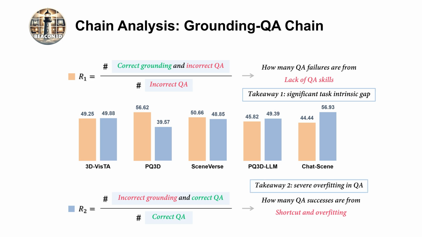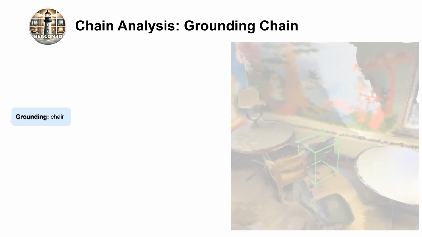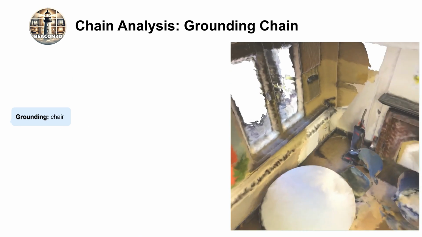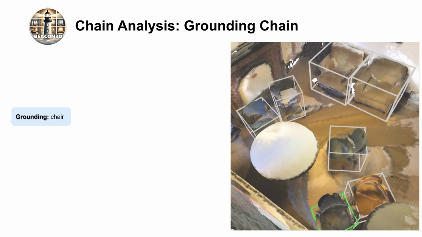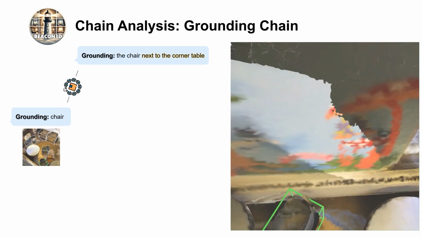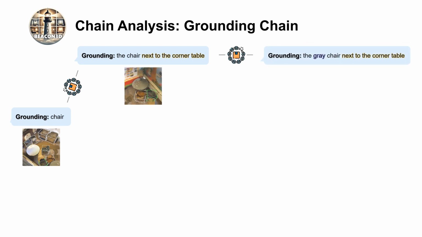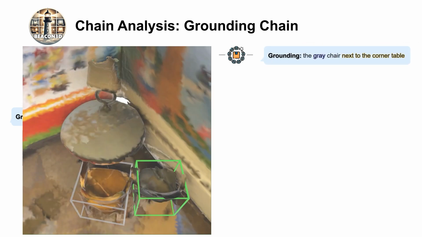Given the significant role of grounding, we also construct grounding chains with coarse-to-fine grounding texts to assess models' performance coherence across different granularities. For example, there are 7 chairs in this room. Only 2 chairs are next to the corner table. And the target chair can be distinguished by its gray color.